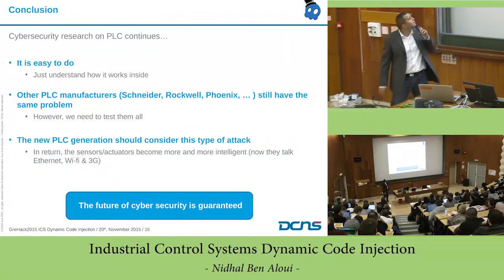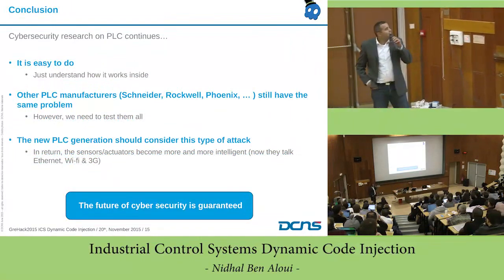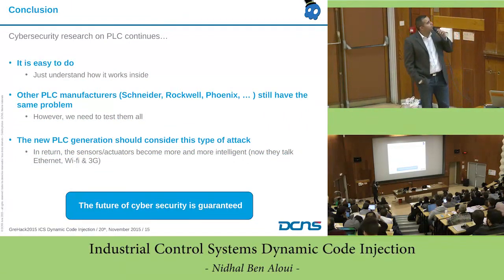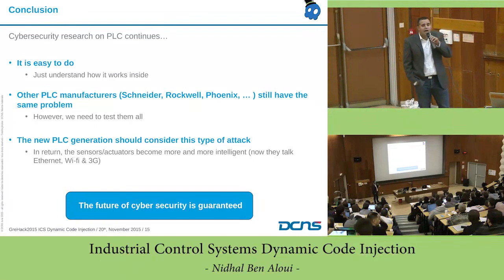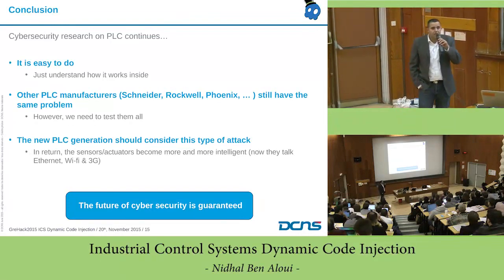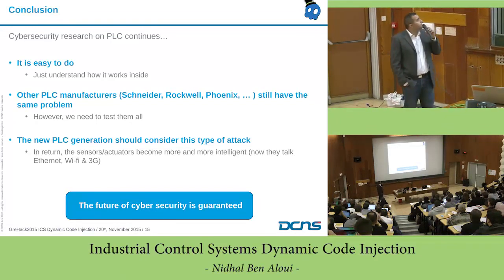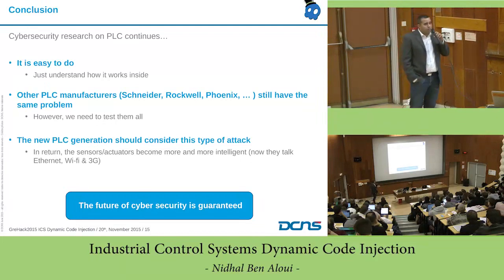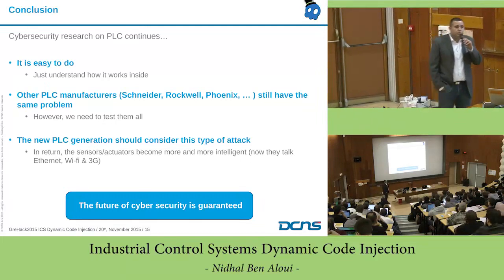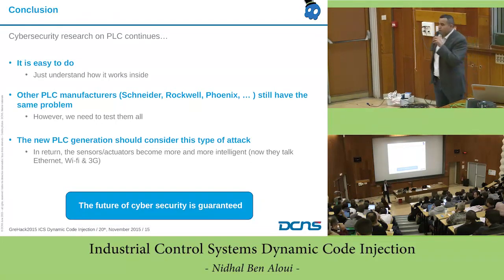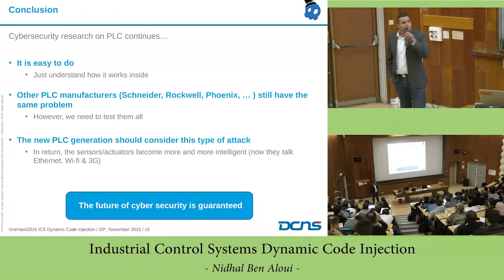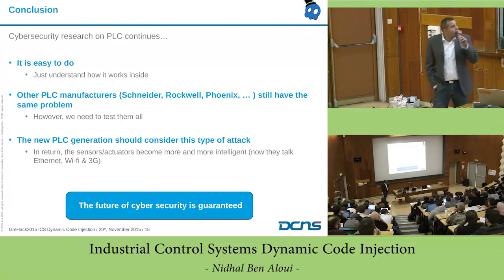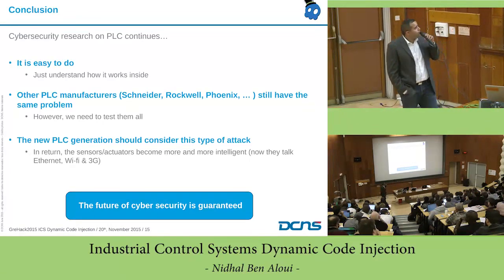And as a conclusion, it is very, very easy to inject dynamic code through the PLC. You just have to understand how it works inside the PLC and download the Snap7 library. Other PLC manufacturers still have the same problem, so we can make the same demonstration on, for example, the Schneider Modicon M340 or another model. And the new PLC generation should consider this type of attack.